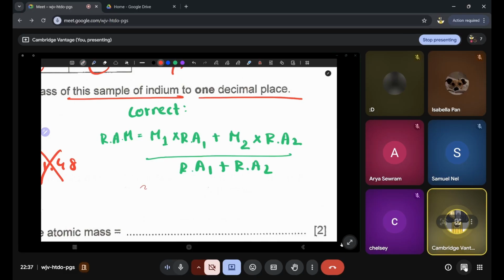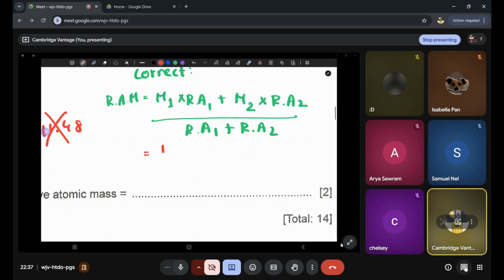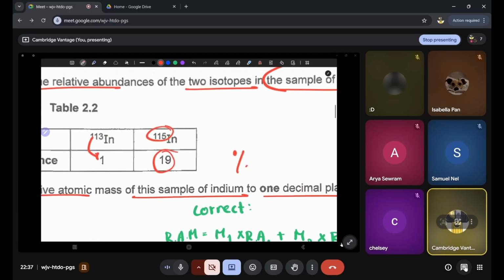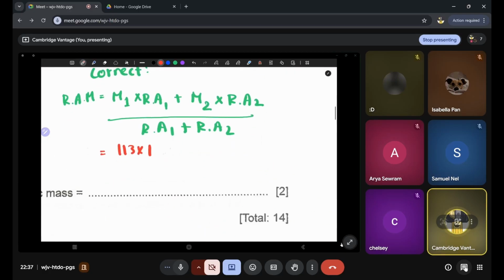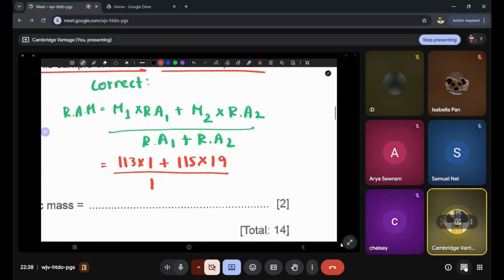So now how will we solve this? When it's 113, it's 1. So 113 times 1. When it's 115, it's 19. So plus 115 times 19, divided by 1 plus 19. So if we do this calculation, what do we get? Can you guys quickly check?